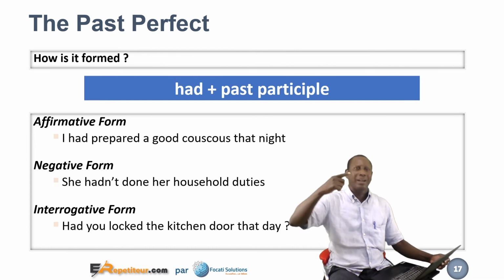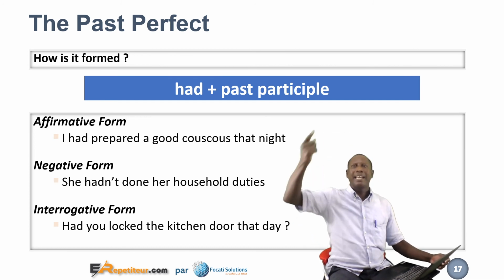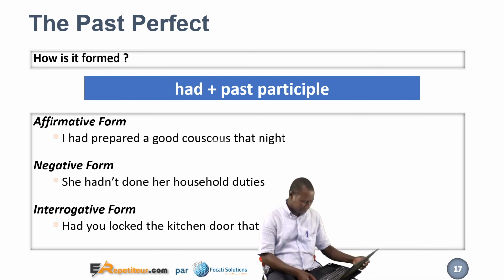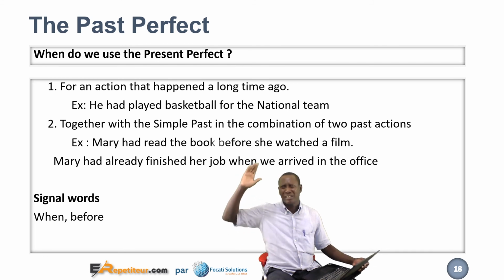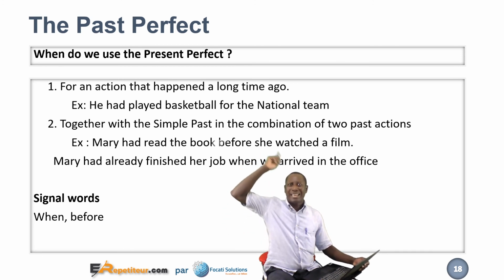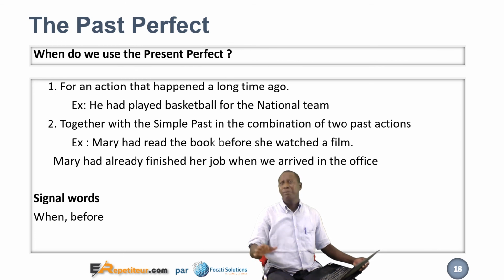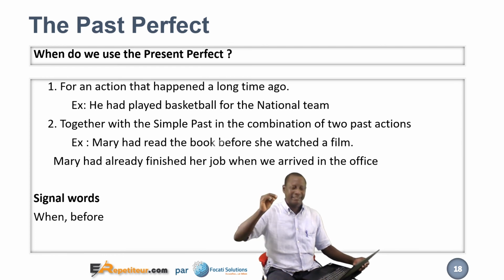Chaque fois, on se réfère donc à that. Donc, c'est pour un temps éloigné, un temps passé. When do we use the past perfect? For an action that happened a long time ago. Example. He had played basketball for the national team. L'action a eu lieu depuis longtemps. Il avait joué pour l'équipe nationale. Donc, certainement, aujourd'hui, il est un peu vieux. Donc, on emploie le past perfect pour les temps éloignés.